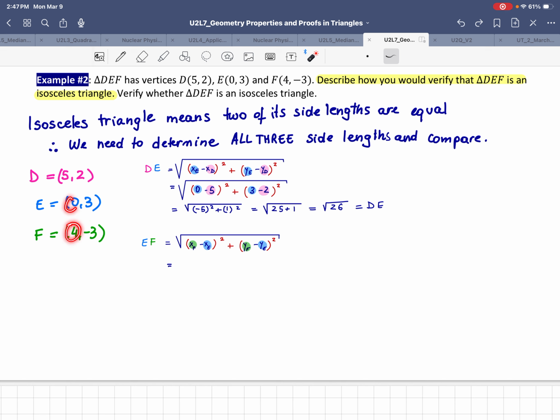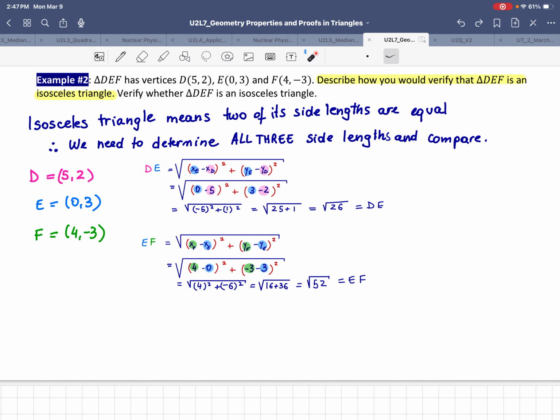So 4 minus 0 squared, and then plus negative 3 minus 3 squared. So negative 3 minus 3 to the power of 2. Now simplify. Always remember that this is still inside the brackets to the power of 2. So 4 squared, and this is still inside the brackets, negative 6 to the power of 2. Simplify and we get 16 plus 36. And that will give the square root of 52. That would be the length of EF.